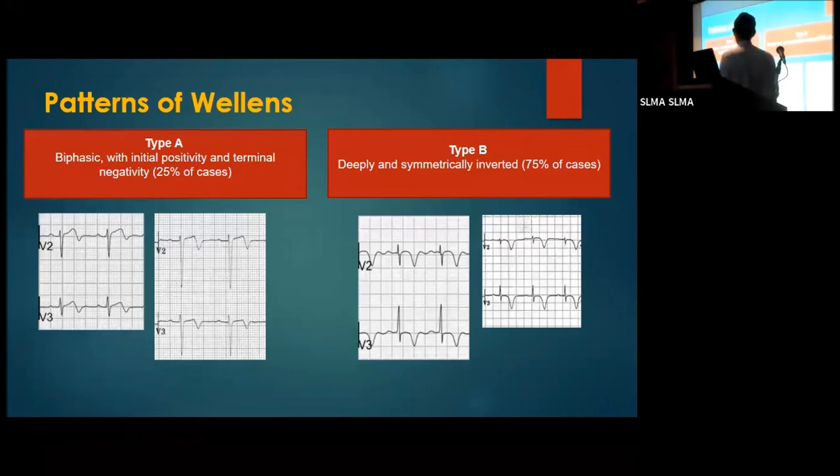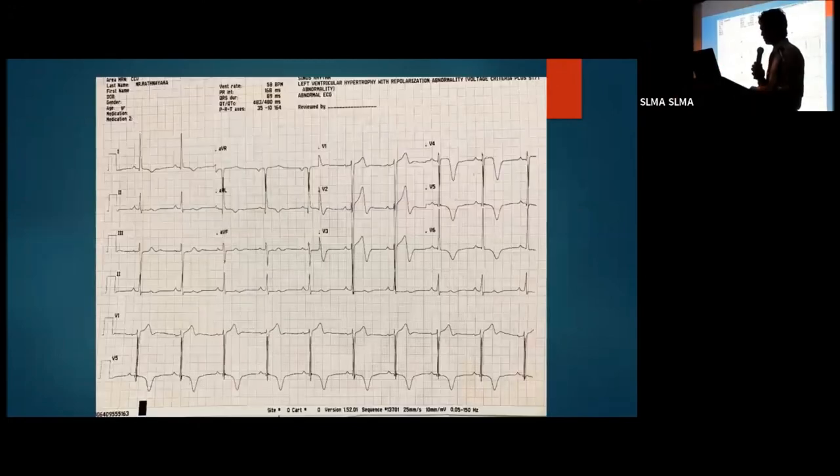So Wellens' has two types, type A and type B. In fact, my ECG had a combination of both. That was a patient we encountered very recently. In type A, there will be biphasic T inversions from V1 to V3, whereas in type B, there will be symmetrical deep T inversions from V1 to V3. So as I mentioned, this is a combination of type A and type B.